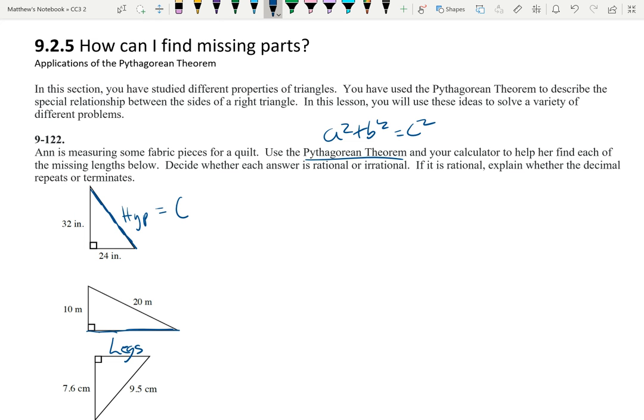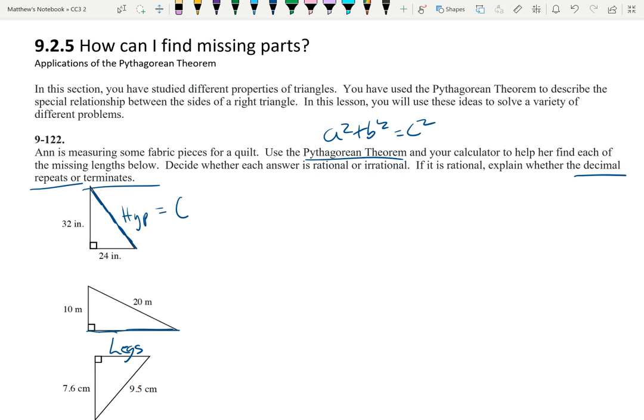and your calculator to help her find each of the missing lengths below. We're going to decide whether each answer is rational or irrational. Remember, rational can be written as a fraction like 1 over 3. Irrational is something like the square root of 7, where you can't write it as a fraction. And additionally, rational numbers will have decimals that repeat or decimals that terminate. So let's look at the first one here.